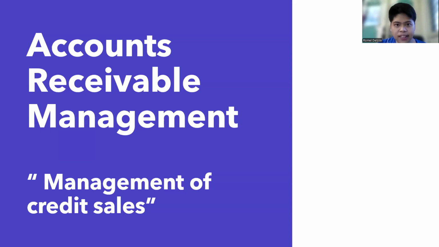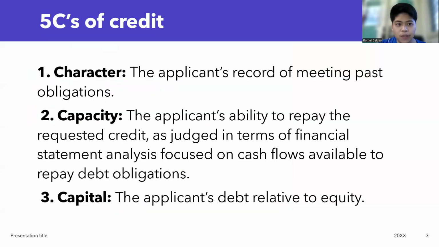So what is the overall goal in accounts receivable management? That is to collect cash as soon as possible without compromising profitability. So yung first na i-discuss natin is the 5 C's of credit. The 5 C's of credit revolves on what are the factors that we consider when someone applies for a loan. So there are 5 factors that we need to consider.